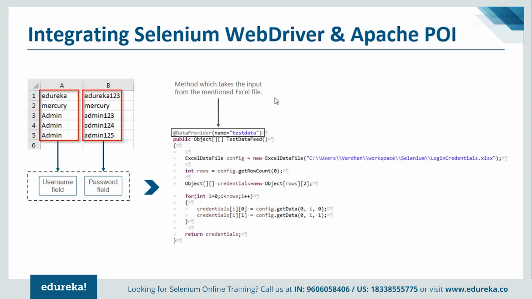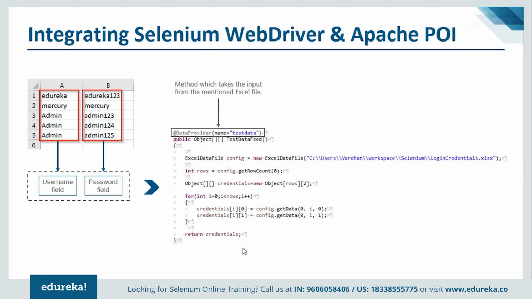This is the representation of the demo that I'm going to show you. I have an Excel file that looks something like this. I have the username field in one column and the password field in another column, and these two together make up one pair of credentials. This is the username and this is the password for one row, and similarly I have 5 different rows here. I would be feeding these as input to my Selenium code, and I would be using Apache POI.